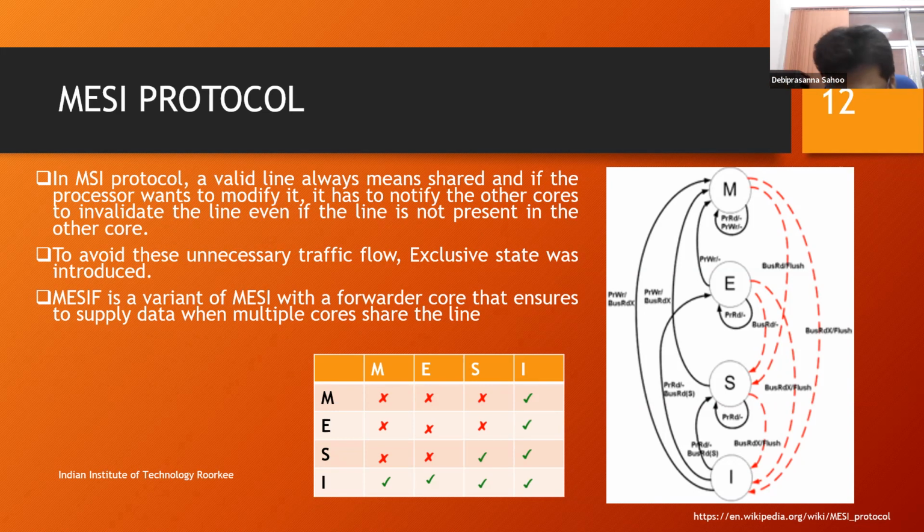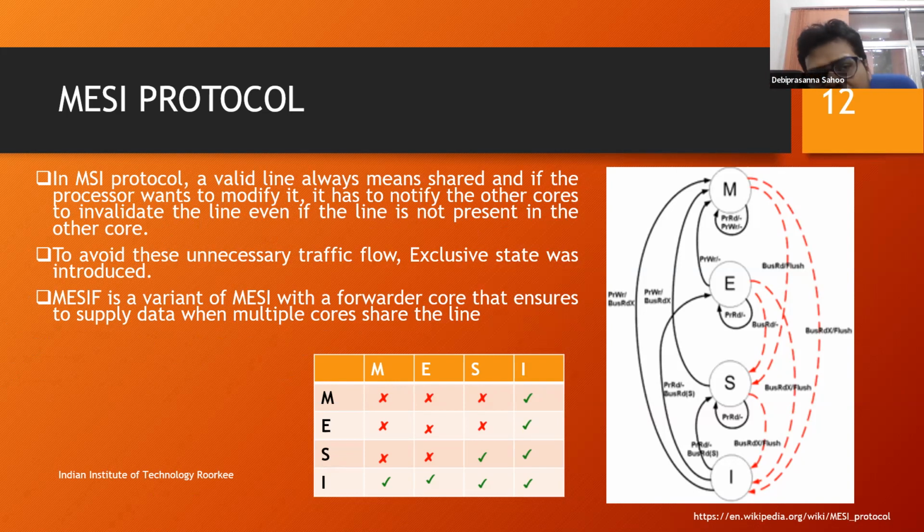Now I want the line. So I generated a read, which caused a miss because I was in I state. After that, my cache generated a get S. Now the moment get S goes onto the bus, all three of you will come back and say that we have the line. All three of you will come back and say that we have the line. Now the bus has to make a decision from whom I should get the line.